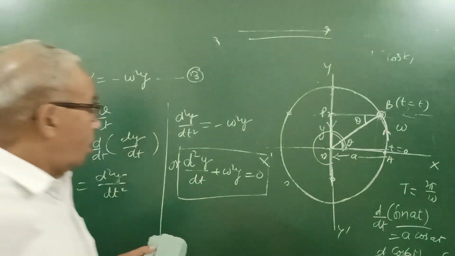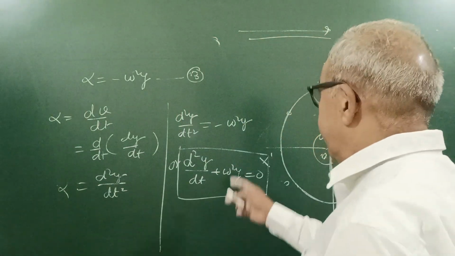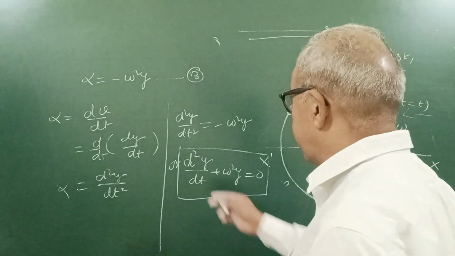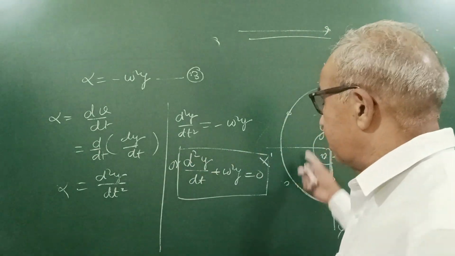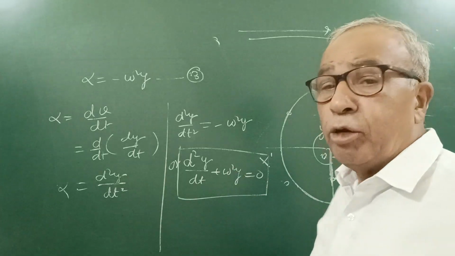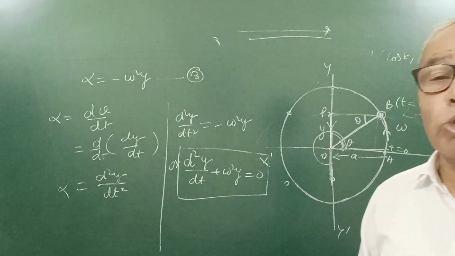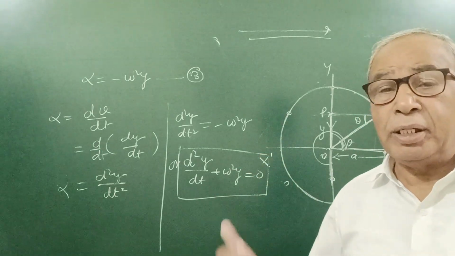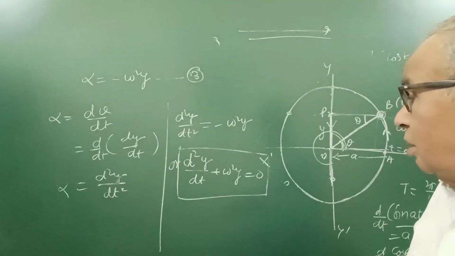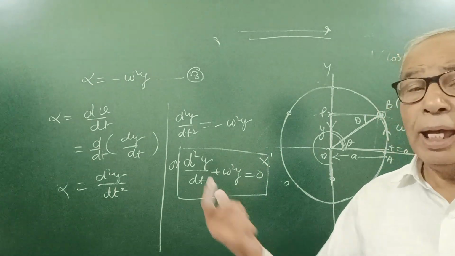Standardly, this is the second derivative of y. This is called a differential equation. y equal to a sin omega t and y equal to a cos omega t are its solutions. You will see this in class 12. There is one topic called oscillation.